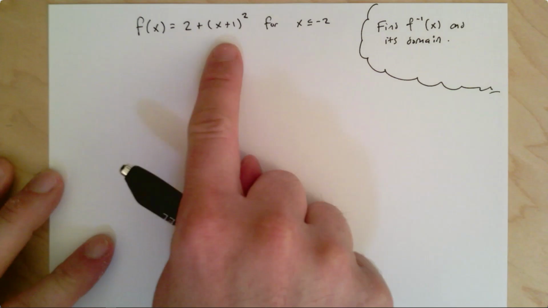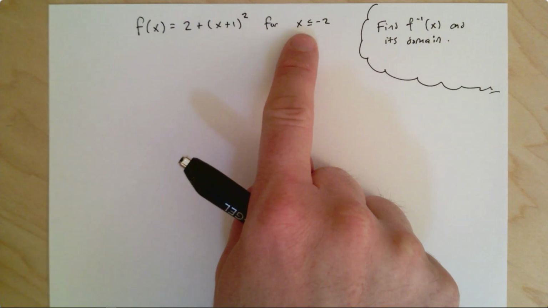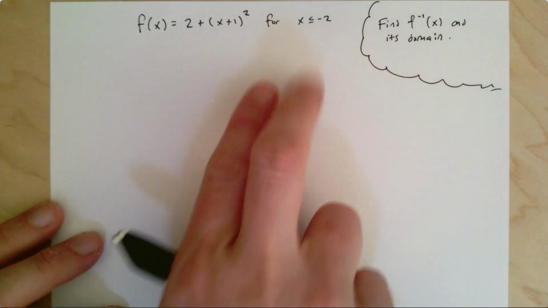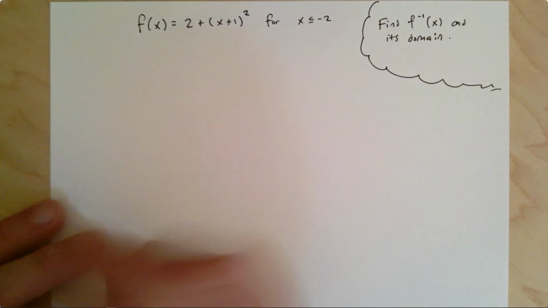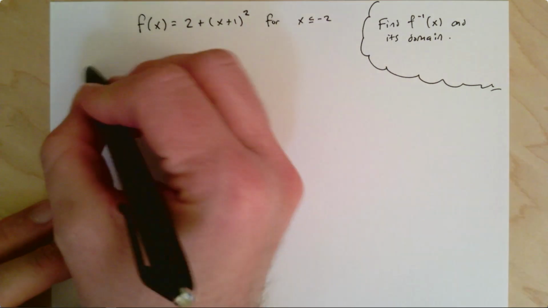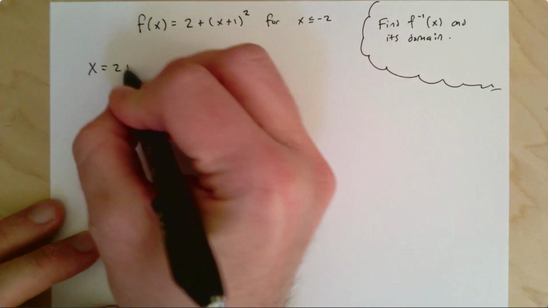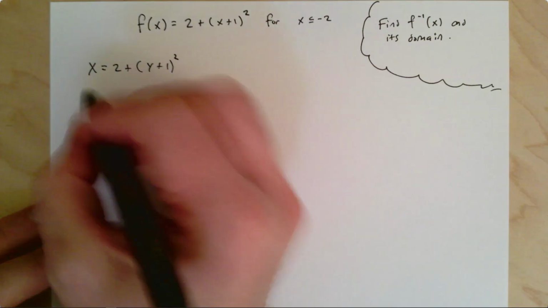So here's a function. It's got a domain restriction, so we're only looking at values where x is less than or equal to 2, and we're going to find the inverse in its domain. Let's pretend that we don't know so much about the domain restriction, so we're just going to proceed as usual. You usually swap the role of x and y, and then solve to isolate y to find the inverse. So let's see what happens when we do that.